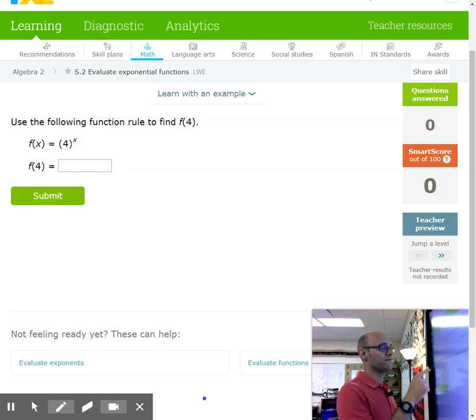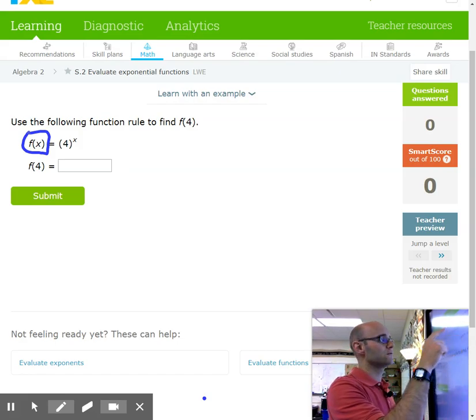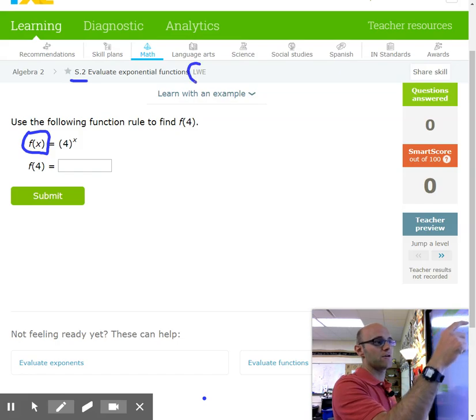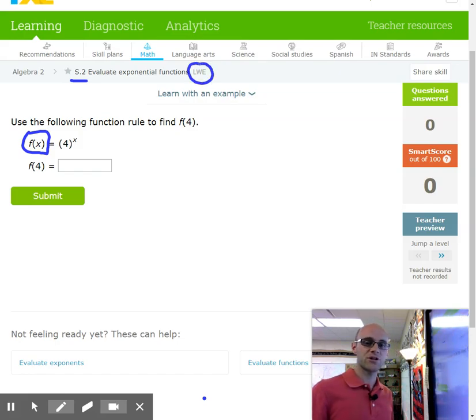Ravenscroft and I'd like to show you guys how to evaluate an exponential function. And these are given in function notation. That means they're using the f of x notation. And if you're on IXL, this is topic S.2 and it's shortcut LWE. That's the three letters that'll never change on IXL. So let's go through an example of this.